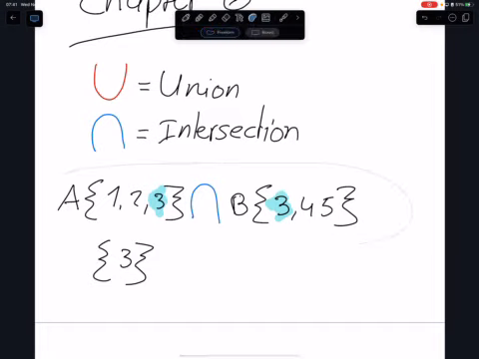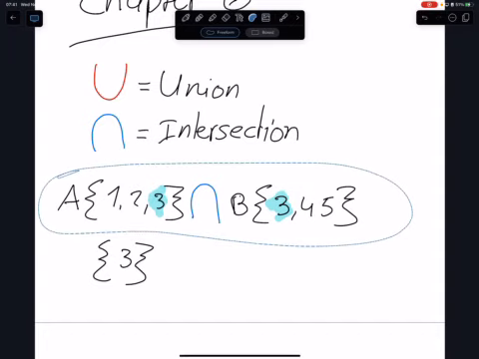So let's take another example. First, you learn it like this. This is how you look at it in the beginning, and then we will go forward and do Venn diagrams. The things with the circles, those are called Venn diagrams.